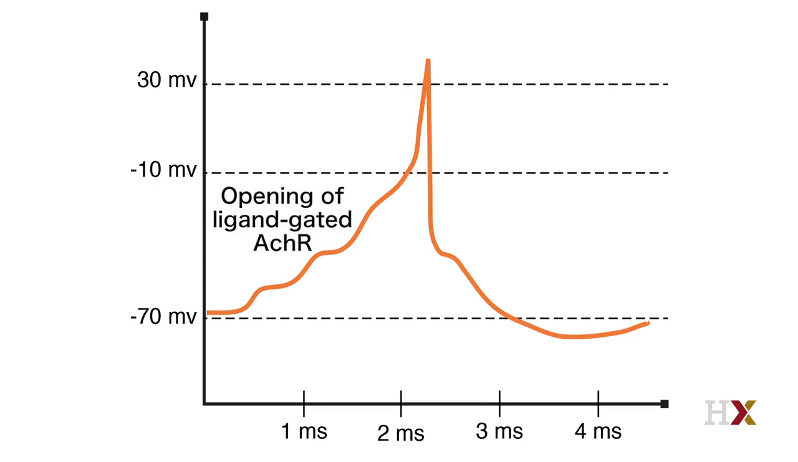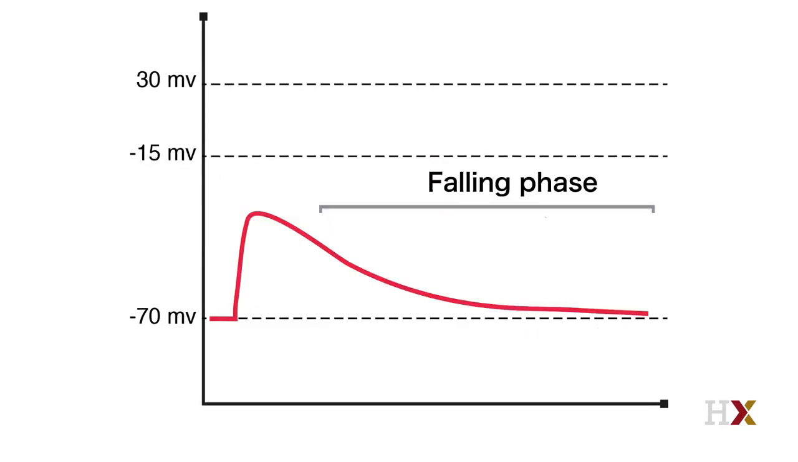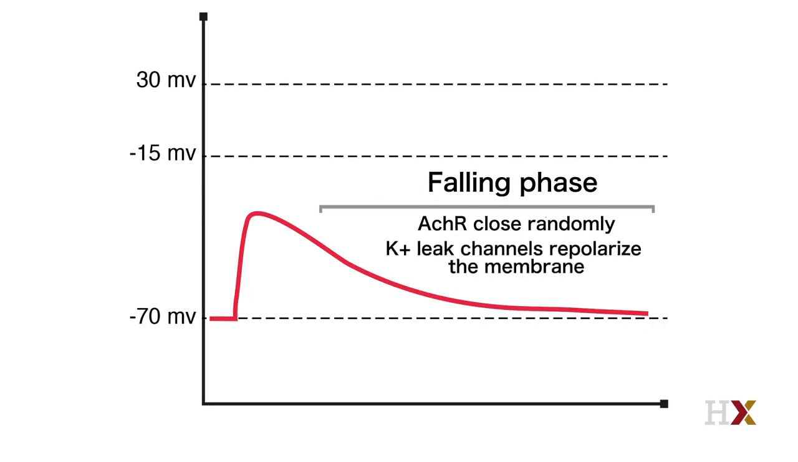Cumulatively, this current is strong enough to reach threshold and trigger an action potential through sodium influx. This sodium influx is mediated by voltage-gated sodium channels at the axon initial segment of the postsynaptic neuron. During the falling phase of the EPSP, which brings the membrane potential back to rest at around negative 70 millivolts, the acetylcholine receptors close randomly in time. In addition, potassium-conducting leak channels, which are always open and present in the postsynaptic cell membrane, aid to repolarize the membrane potential back to rest, readying the postsynaptic cell for another cycle of neurotransmission.